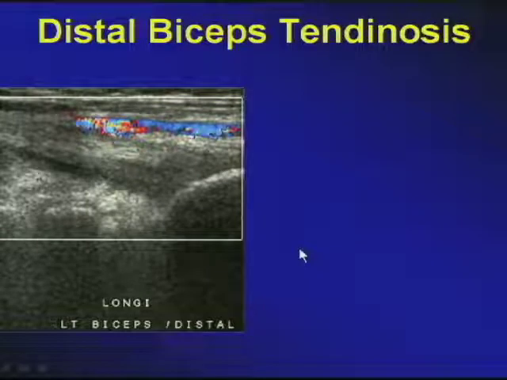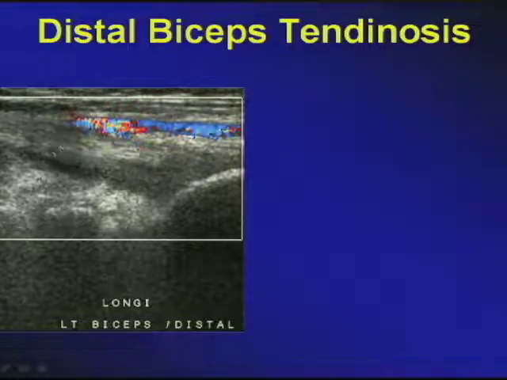In patients with tendinosis of the distal biceps tendon, you will again appreciate the fusiform hypoechoic swelling, but no interruption at the level of the radial tubercle. This is the radial tubercle, and as you go more proximal, you see the radial neck, and then the radial head, the joint space, and then you have the capitellum.